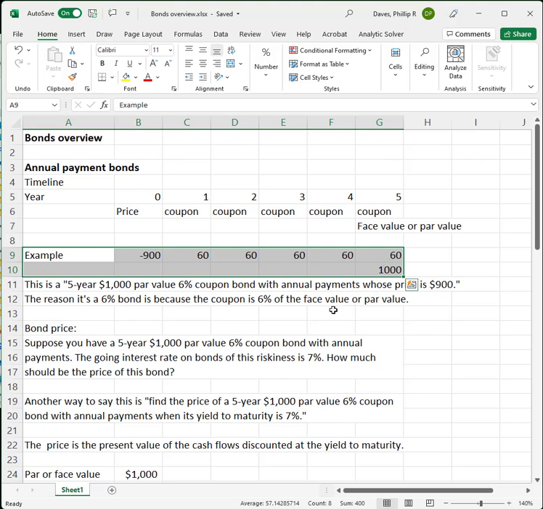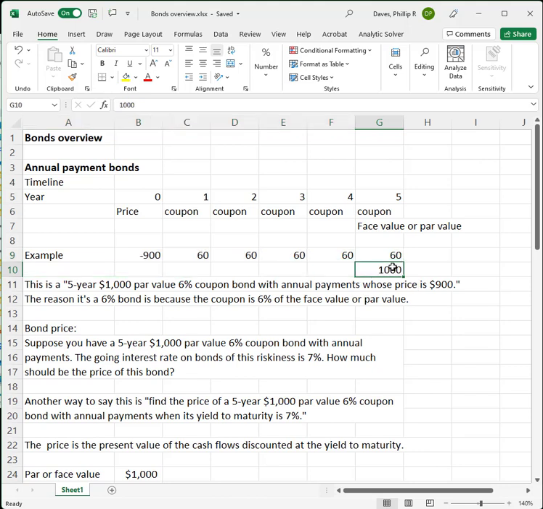And the terms mean this. This would be called a 5-year, $1,000 par value bond. So here's the par value. We'd also use the term face value because they're synonyms. So a $1,000 par value bond, which is a 6% coupon bond. And 6% means that $60 is 6% of the par value, whose price is $900. So it's a 6% bond because the coupons are 6% of the par value.